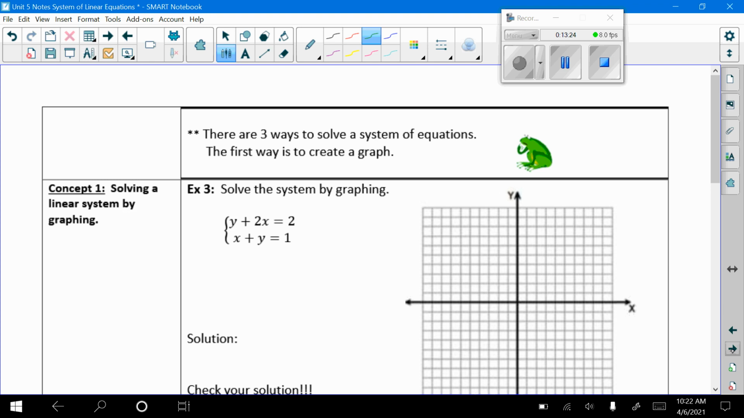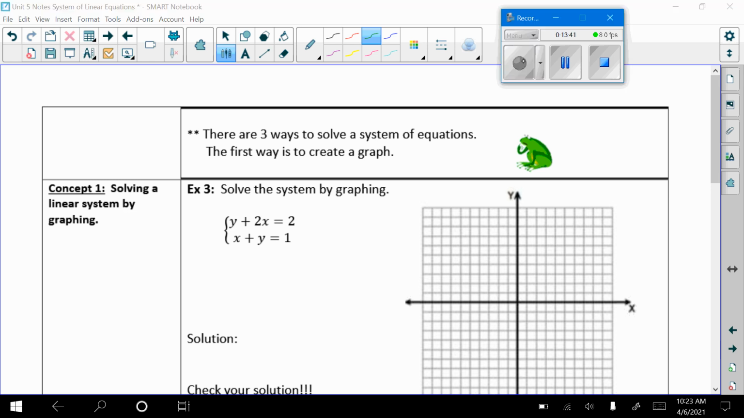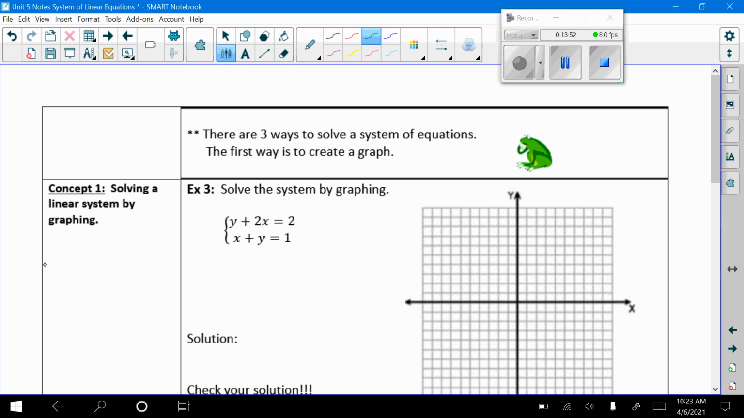Okay, then there are 3 ways to solve a system of equations. The first way is to create a graph. So as we look at this, we're going to try to graph these. All right, so I need to graph it. First of all, the best way to graph is through slope-intercept form or standard form. I'm going to go with slope-intercept form. Sometimes you can use standard form and it becomes nice and pretty, but I'm going to rearrange both of these.